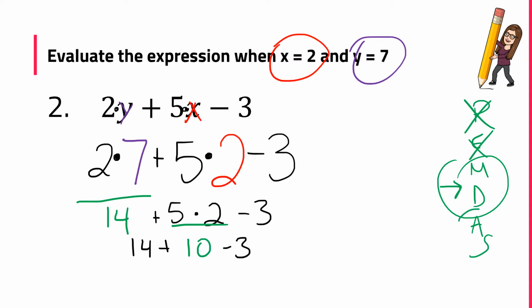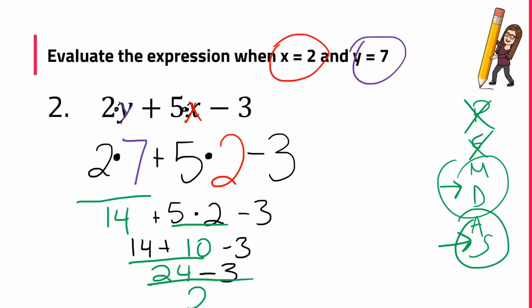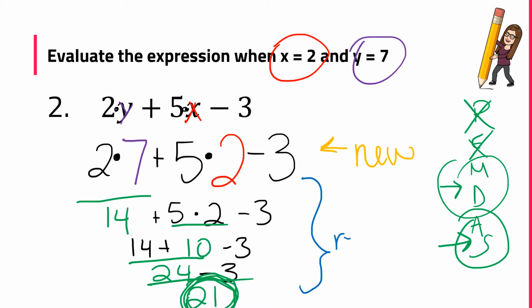Next, I need to add or subtract from left to right. The first adding or subtracting I see, 14 plus 10. The -3 falls down. And my last step, 24 minus 3 is 21. Again, the only part that's new is this first line. If you are struggling with the rest, you need to revisit the previous video.